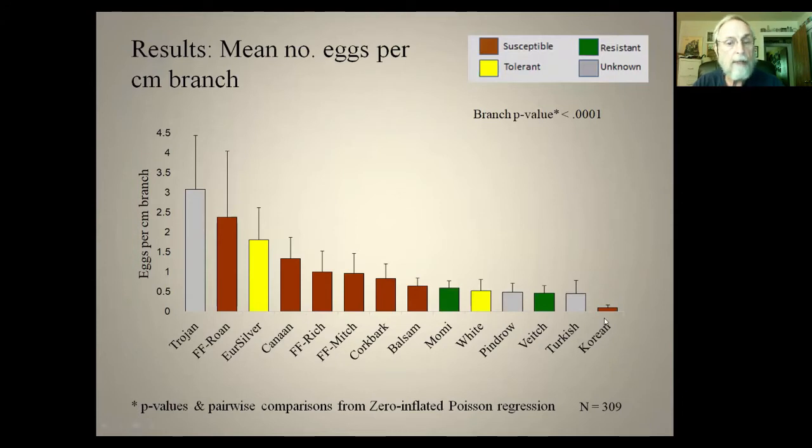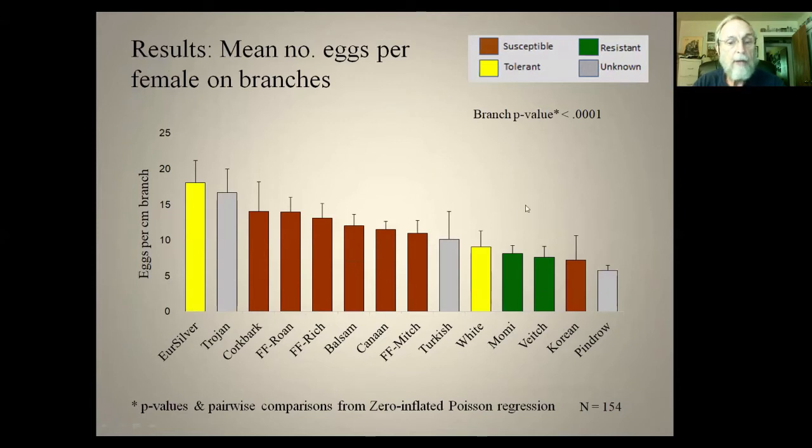And now we're looking at eggs per centimeter of branch. Korean fir is still looking good. So is Turkish fir. Silver fir, surprisingly, is not looking that great. Remember, these are all seedlings, so the story may change as the trees mature. Momi and vetch are still looking reasonable.